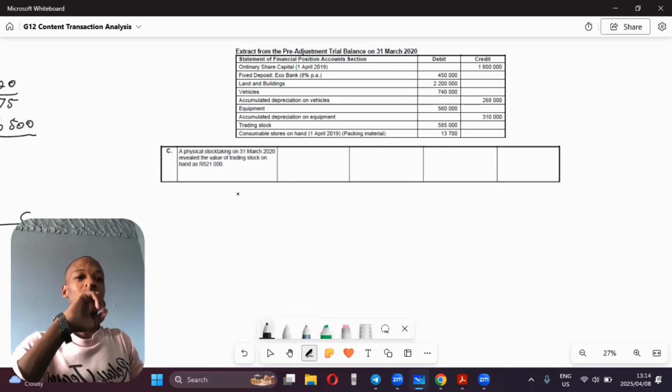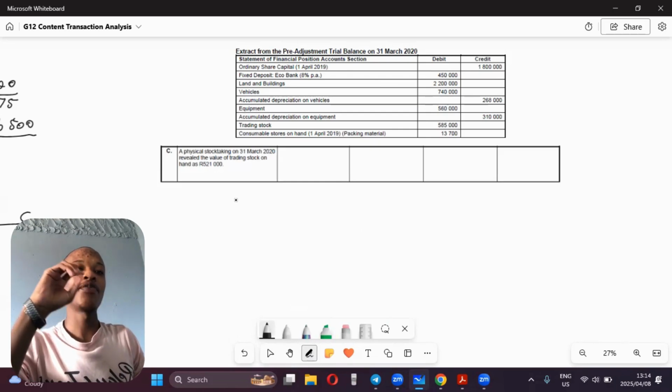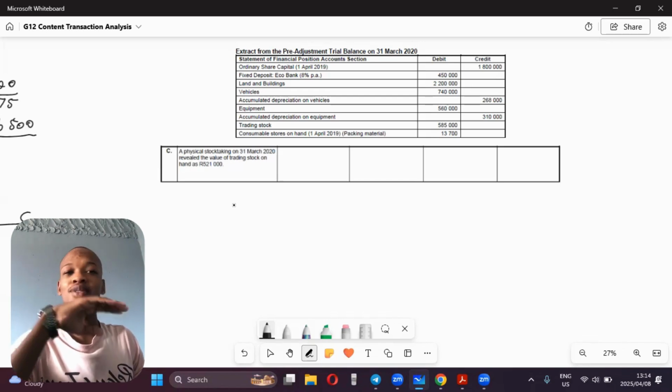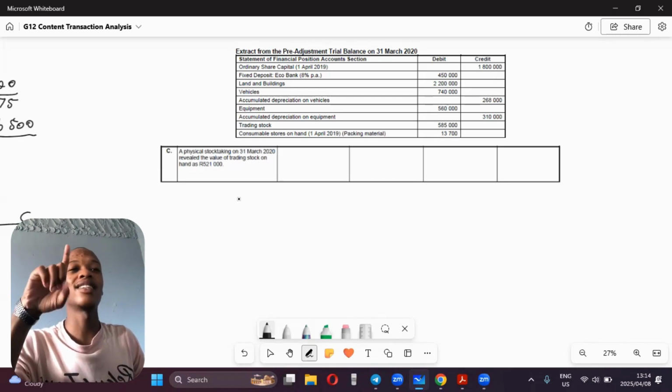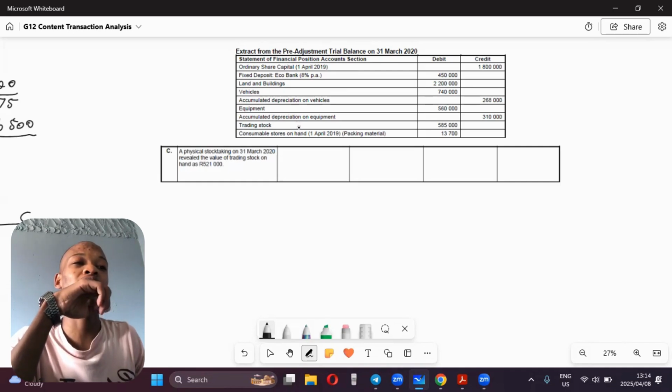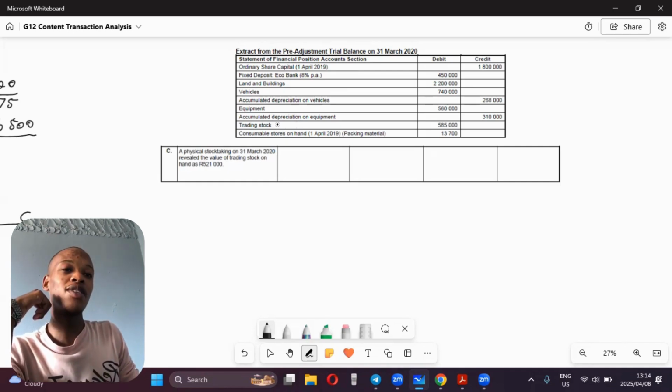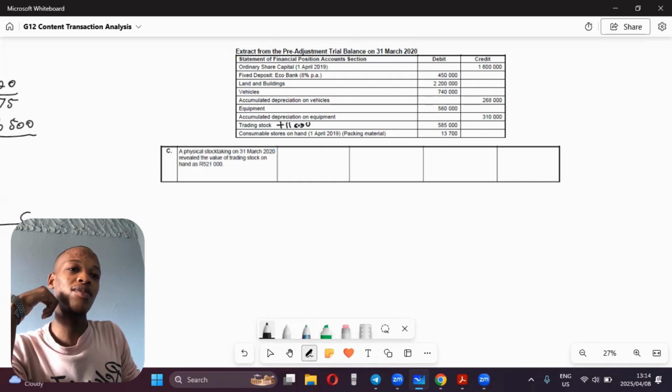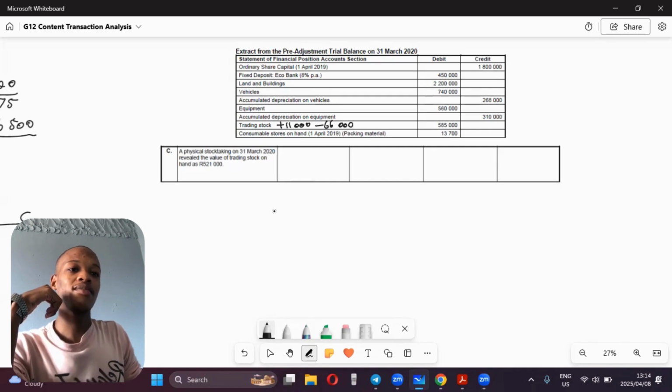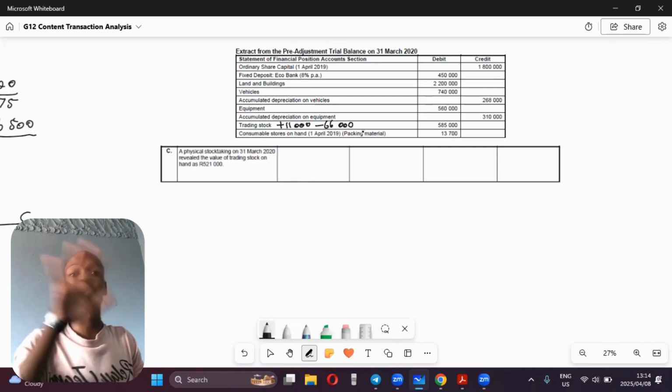So another transaction for today is transaction C. Transaction C says a physical stock taking. We're going to be talking about trading stock, as this transaction is going to affect trading stock. As soon as they say stock taking, it means trading stock. Now let's go and check on our trading stock account. Remember from the previous videos, we added 11,000 and then we deducted 66,000. So far, this is what we have.